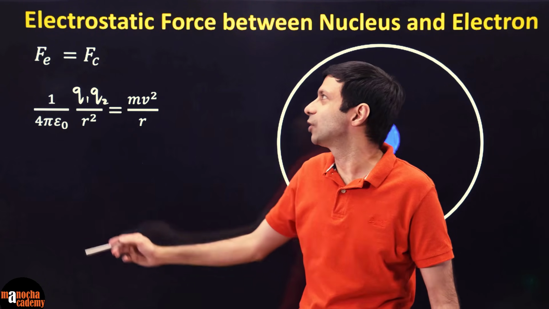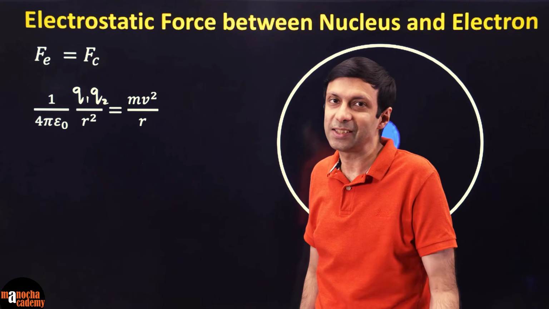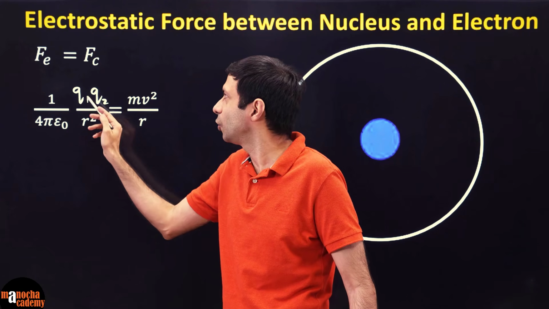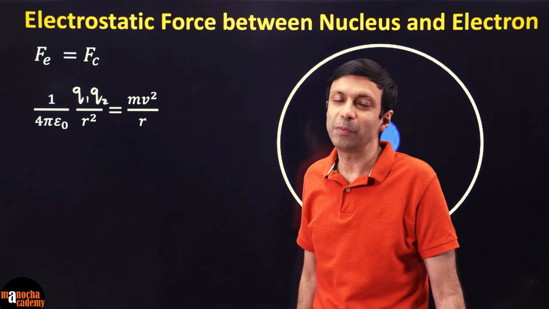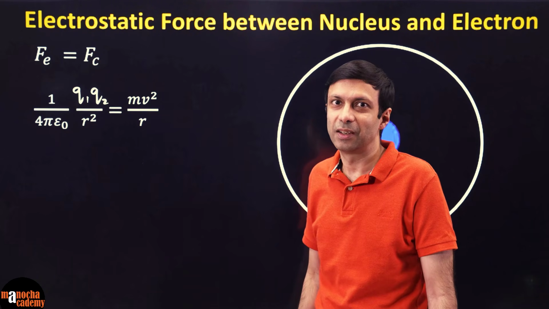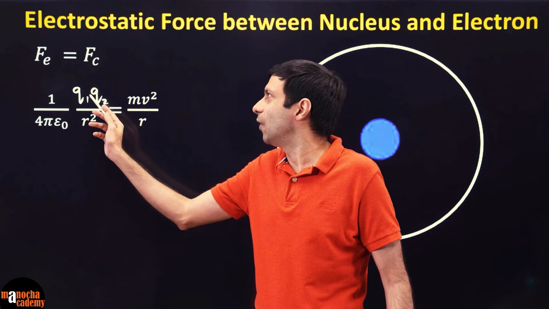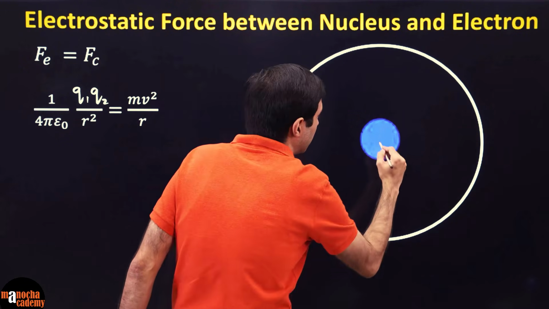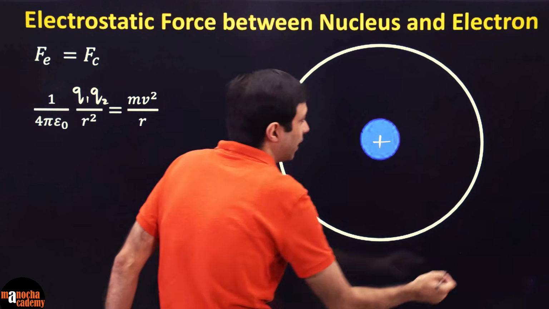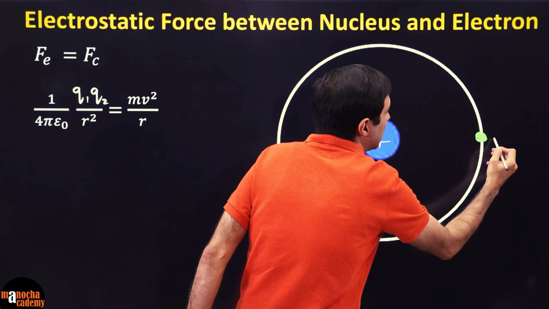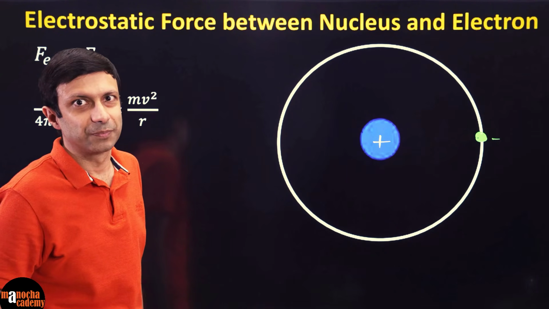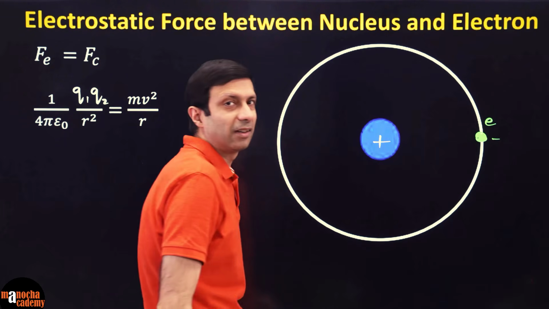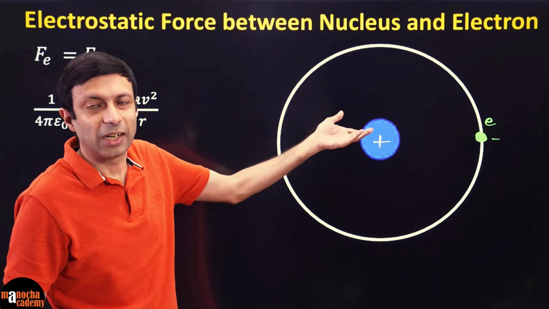So if we apply the formulas of electrostatic force and centripetal force, what does the expression become? Remember, electrostatic force is 1 by 4 pi epsilon naught Q1 Q2 by r square, and centripetal force is mv square by r. Now let's substitute the values for Q1 and Q2. Remember our model: in the center we have a positively charged nucleus, and then a negatively charged electron revolving around the nucleus. So what is the charge of the electron? It has a negative charge of e.